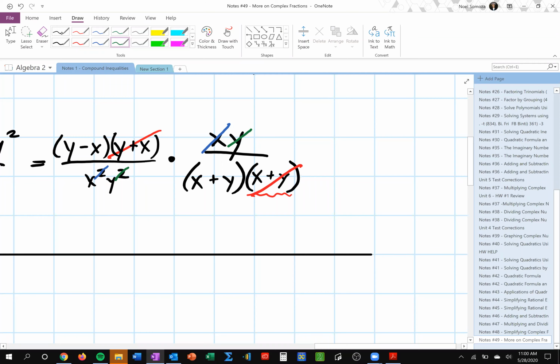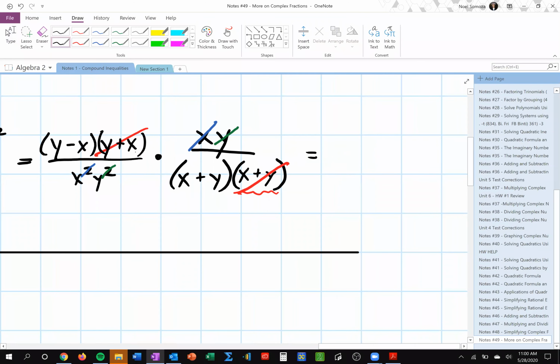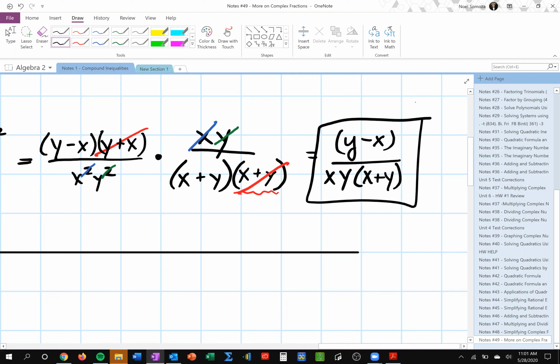Okay, so then what we can do is bring it over here. Let's look at what's left in the numerator. In the numerator, you only have y minus x. In the denominator, you have an x, you have a y, and you have x plus y. And then there is your simplified complex fraction.